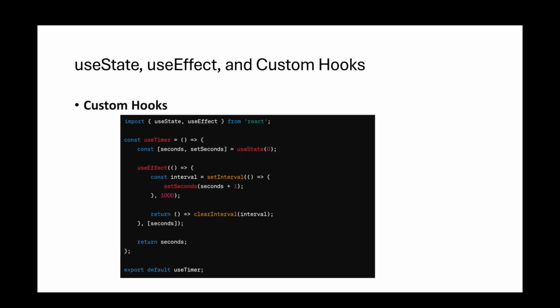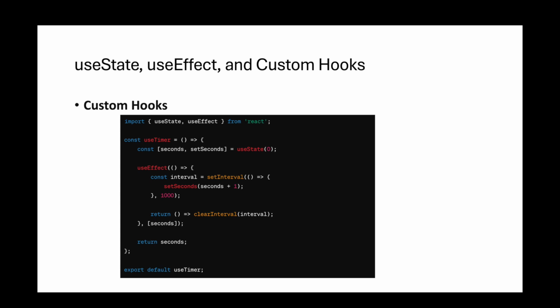Custom hooks. Custom hooks are functions that encapsulate reusable logic and stateful behavior in React components. They allow developers to extract complex logic from components into separate functions, promoting code reuse and separation of concerns.